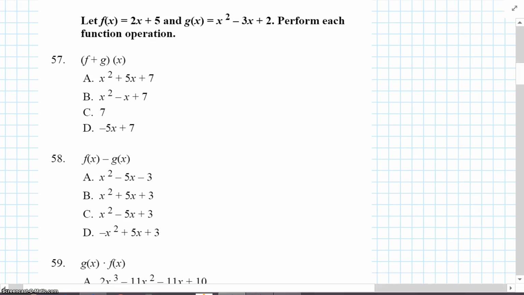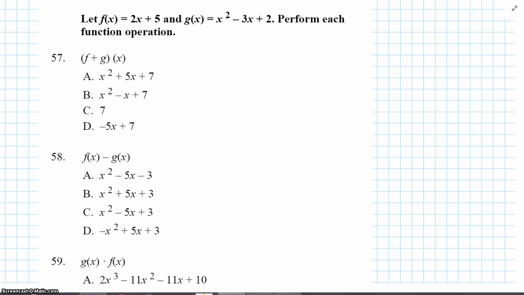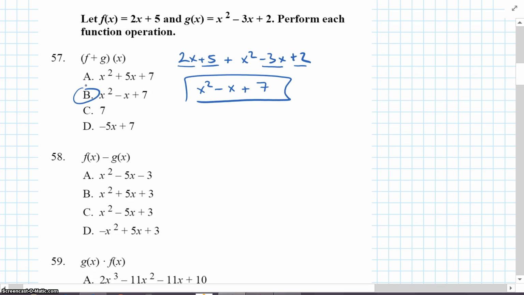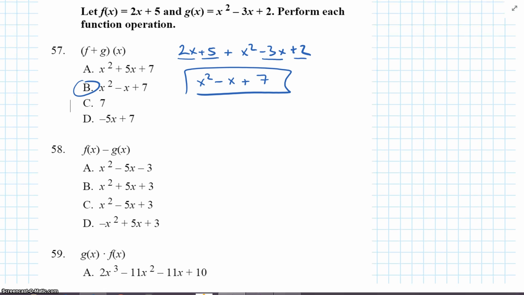58. So I have the two functions given. Let f of x equal 2x plus 5 and g of x equal x squared minus 3x plus 2. So step 1, we're going to add them together. So 2x plus 5, that's the f of x, plus x squared minus 3x plus 2. So we just have to sum like terms, not too hard. So this is going to be x squared, 2x and negative 3x, minus x plus 7. Answer is B. Now f of x minus g of x.